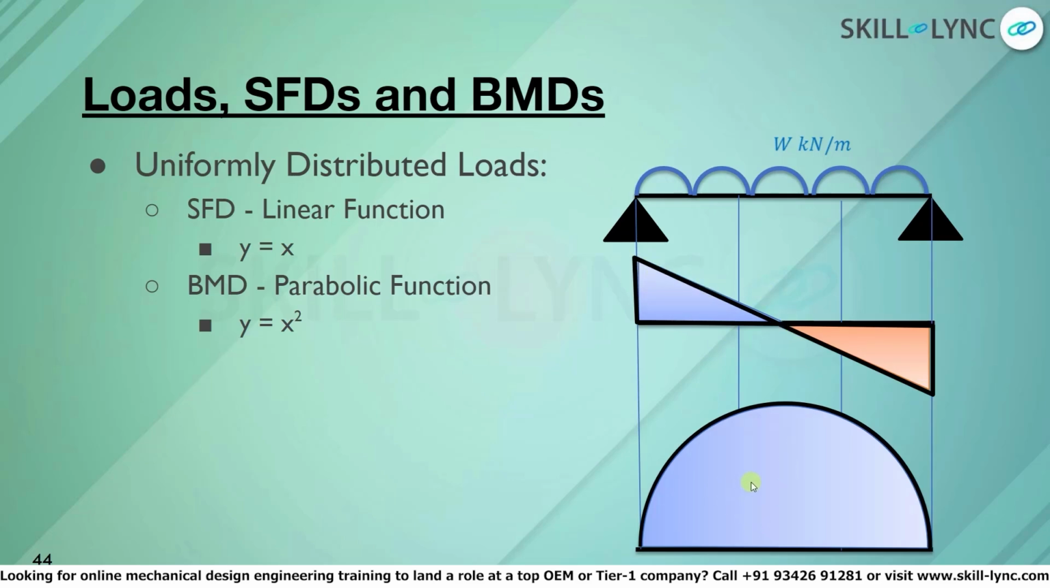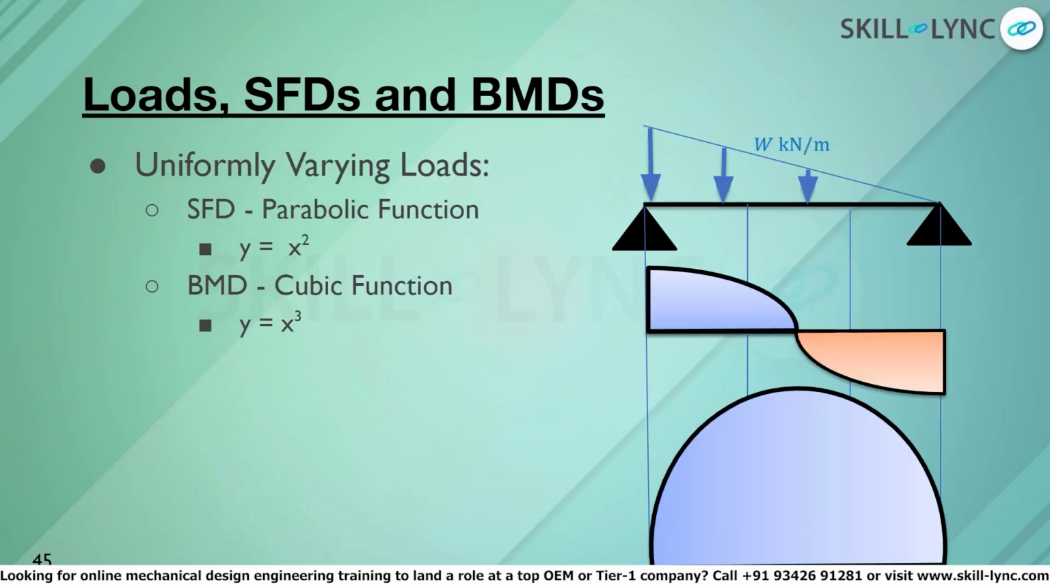As far as the bending moment diagram is concerned, it is basically a parabolic function. Parabolic functions have the following mathematical equation of y equal to x square. Thus, the shape would be a curve with the function y equal to x square, as shown in the figure. Thus, for uniformly distributed loads, the shear force would reduce according to the intensity of the load and the bending moment would increase by a parabolic function.